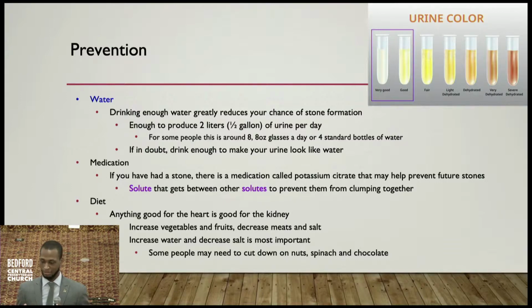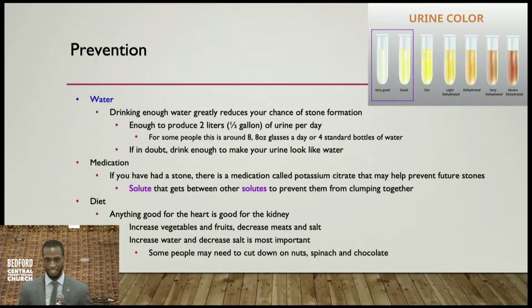That's kind of difficult to measure. I don't want you sitting there trying to measure the amount of urine you make. So for most people, 8-ounce glasses are good, or 4 like this is 32 ounces. So 4 of these is usually a good number to start with, and then you can increase or decrease from there. But if you're ever in doubt, you want to drink enough water so that your urine is nice and clear. If you already have stones, there are some medications that we can use to try and prevent the chances of you getting another stone. You just talk to your urologist about that.